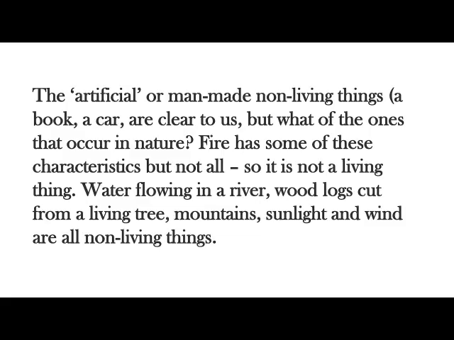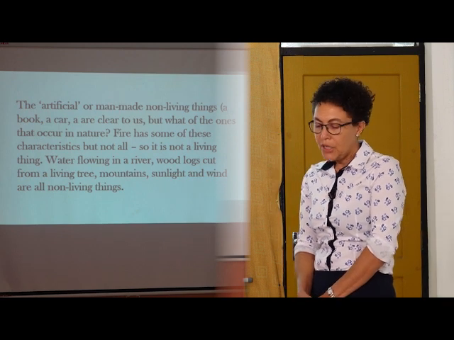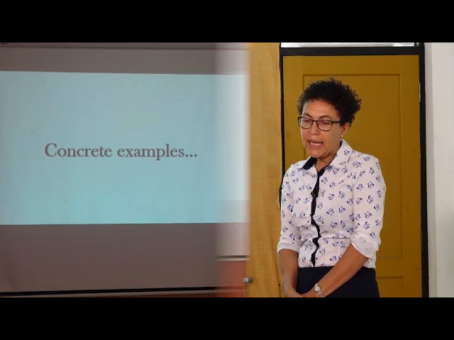The artificial or man-made non-living things, like a book, a car, are clear to us. But what about the ones that occur in nature? Like fire, it has some of these characteristics, but not all. So it is not a living thing. Therefore, water flowing in a river, wood logs cut from a living tree, mountains, sunlight, and wind are all examples of non-living things.